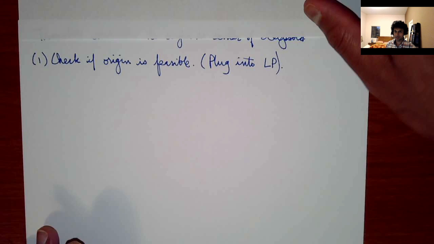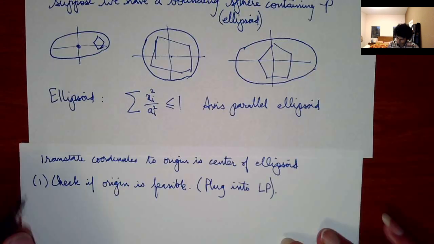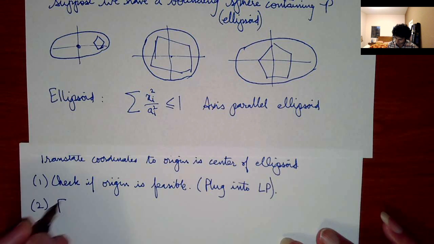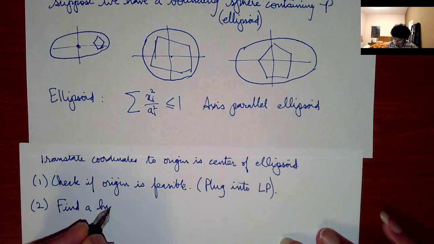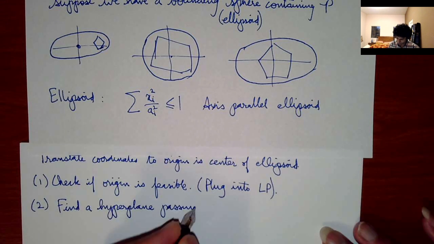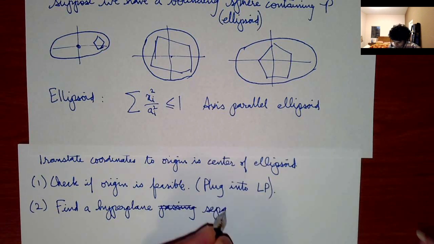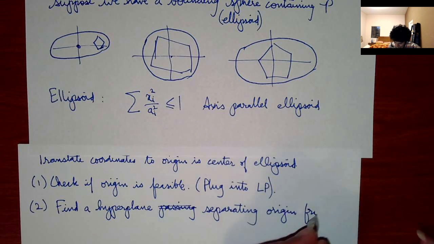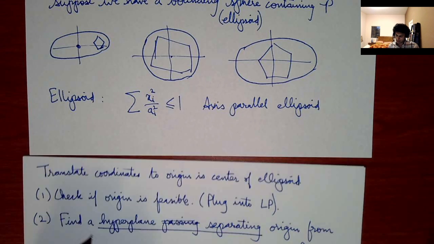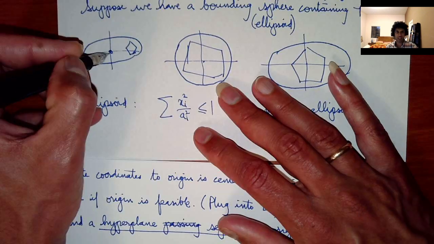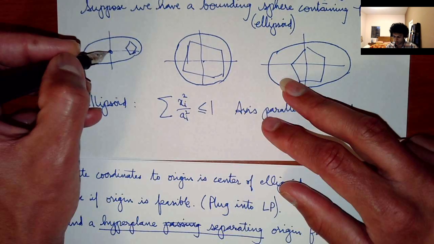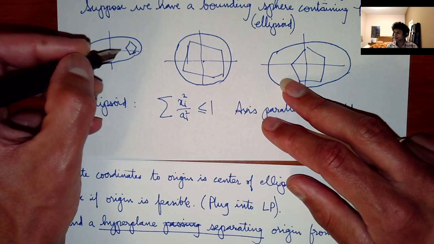Now here is the key: you find a hyperplane separating the origin from P. So you find what's called a separating hyperplane. If you're in this situation, just find some hyperplane such that the origin is on one side and the body is on the other side. So just get some hyperplane like that.